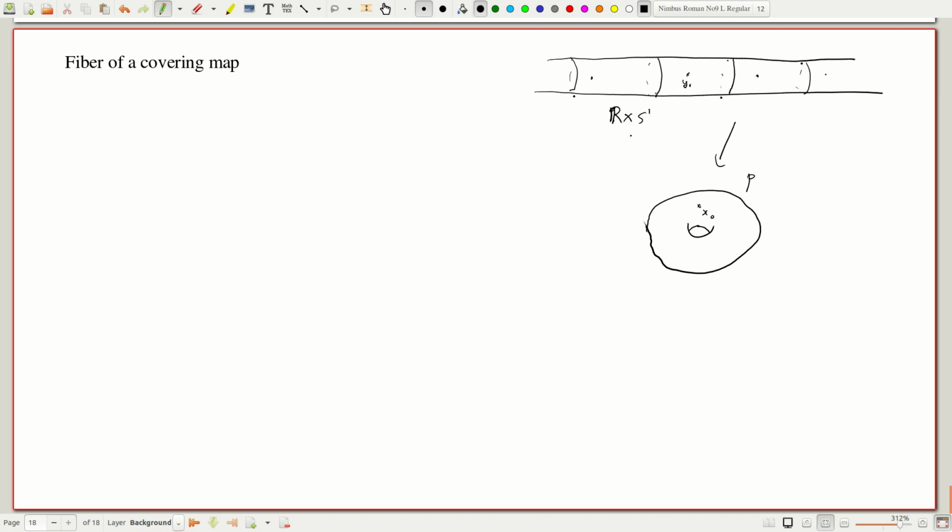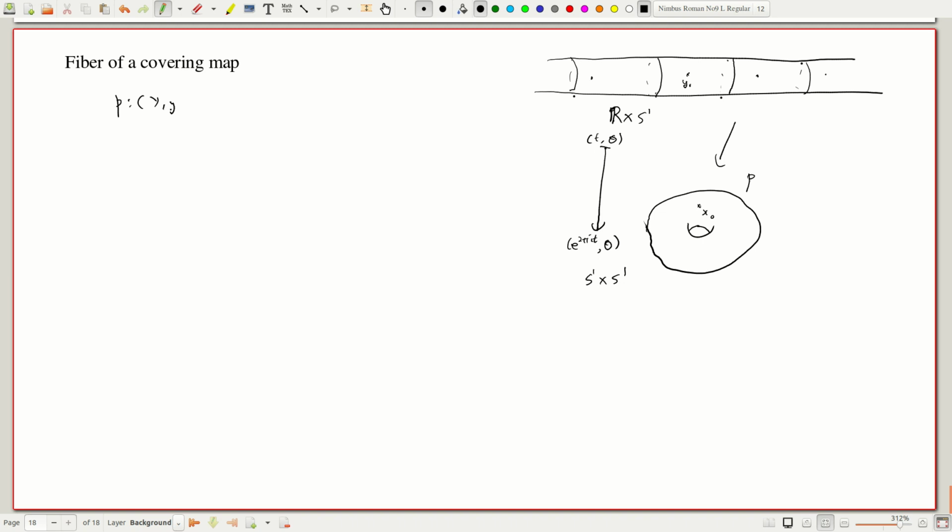So this is R cross S1 and this is S1 cross S1, and in the first coordinate the map is going to take (t, theta), let's say, to e to the 2 pi i t. Theta, it's unwrapping the torus in one direction, but not in the other direction. Okay, so let's try to understand a fiber. It's an infinite fiber, but what we have is the following situation.